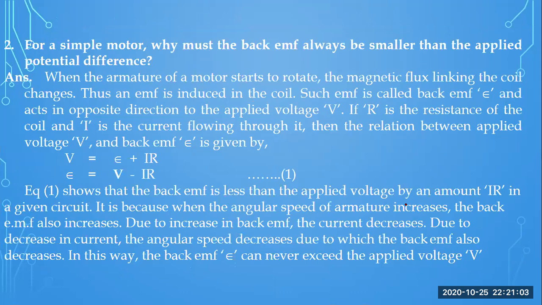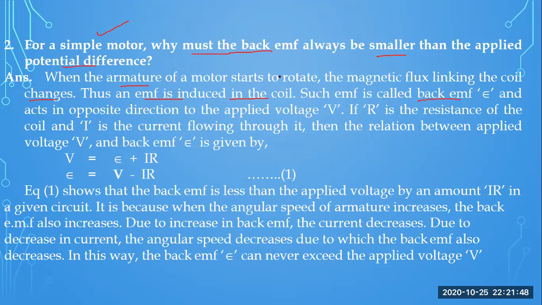So here is the next question. For a simple motor, why must the back EMF always be smaller than the applied potential difference? Why is it required, and when does it happen? When the armature of a motor starts to rotate, the magnetic flux linking the coil changes. Thus, an EMF is induced in the coil. Such EMF is called back EMF.